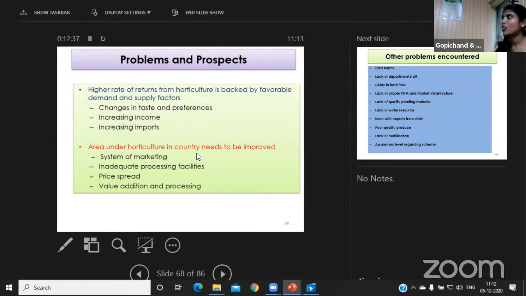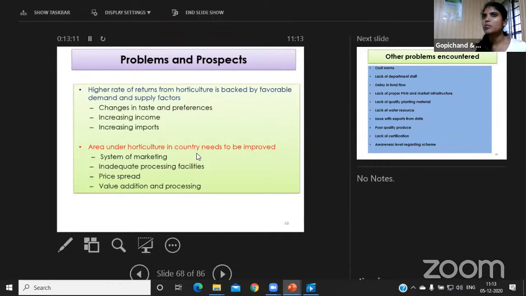And the major problems and prospects: even though we have higher returns from agriculture, still we are backed by the favorable demand and supply, and the taste and preference of the people are changing. And also with increasing income, we are spending much on other crops than the fruit crops. Even though we are the second largest producer of fruits and vegetables in the world, we are still importing 20% of the fruits and vegetables from other countries. And the area under horticulture in the country needs to be improved.